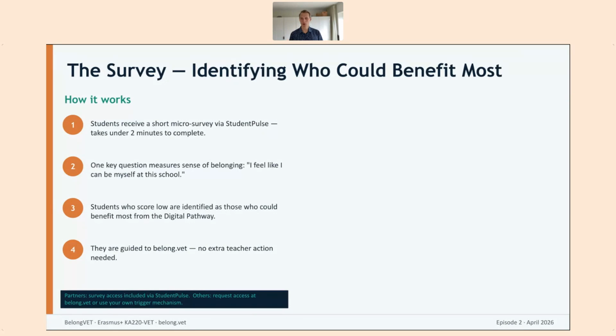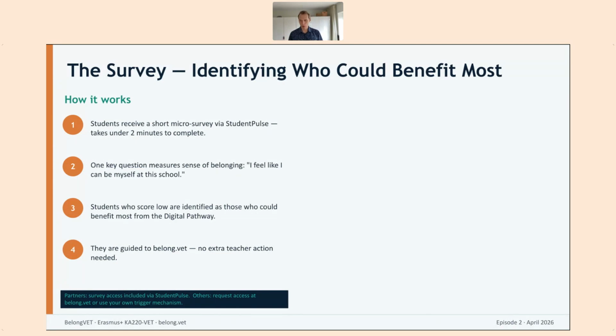And Student Pulse is a microsurveying tool. It could essentially be any other survey tool. The core here is that in Student Pulse, we have the opportunity to trigger different actions based on different questions. So one question we ask for measuring sense of belonging is, "I feel like I can be myself at this school." And based on their feedback to that question, we will potentially trigger the social vice intervention protocol.